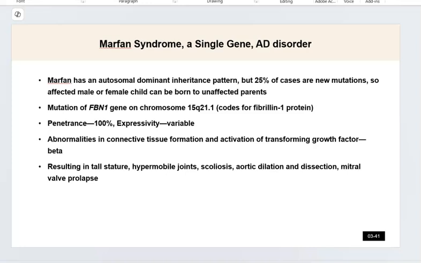So the penetrance is 100%, but the expressivity, mild, moderate, severe, is variable. It results in abnormalities in the connective tissue formation and can result in tall stature, hypermobile joints, scoliosis, aortic dilation and dissection, and then mitral valve prolapse. So when we think about Marfan, yes, it can be an autosomal dominant inherited genetic disease, but it can be a new mutation as well.